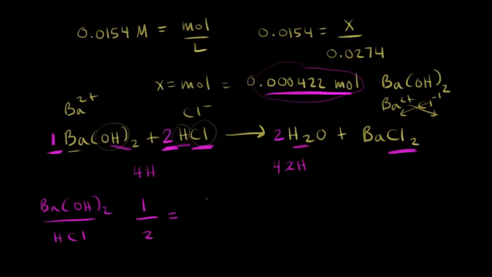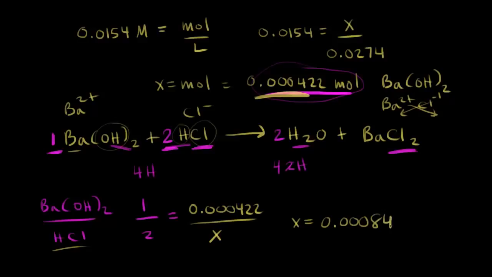Right, and our moles of barium hydroxide, let me go ahead and use a different color here, that's up here. That's 0.000422 moles of barium hydroxide. Our goal is to find how many moles of HCl were present. And so obviously you just need to multiply 0.000422 by 2. And so we get X is equal to 0.000844. That's how many moles of HCl we have at our equivalence point.